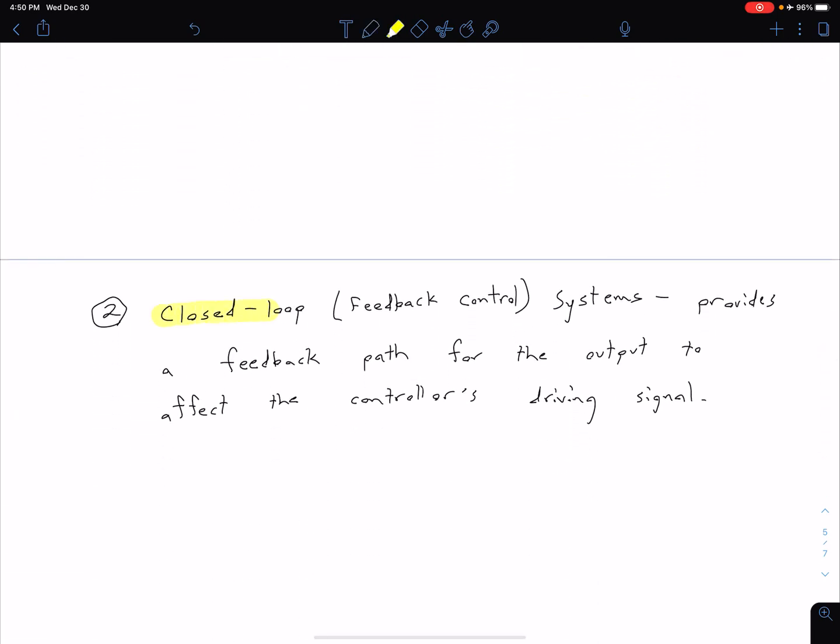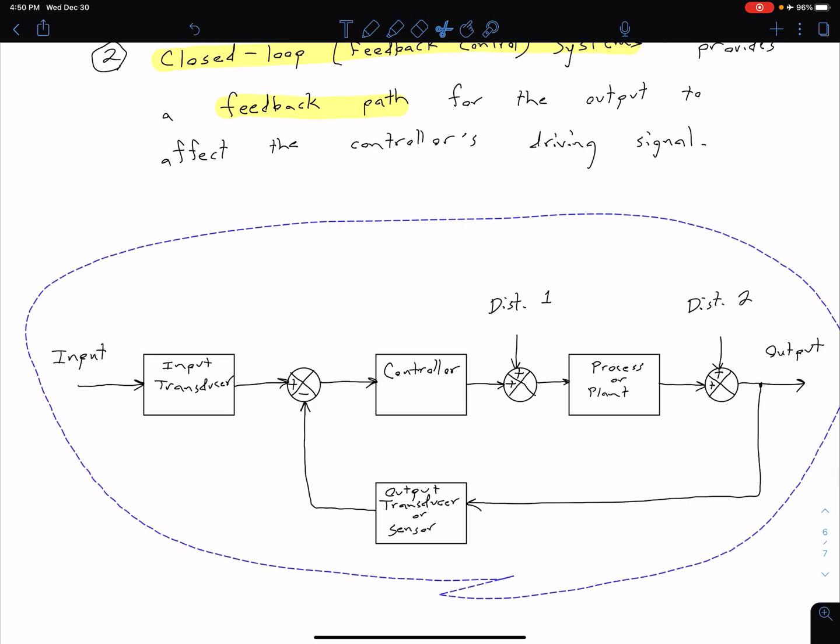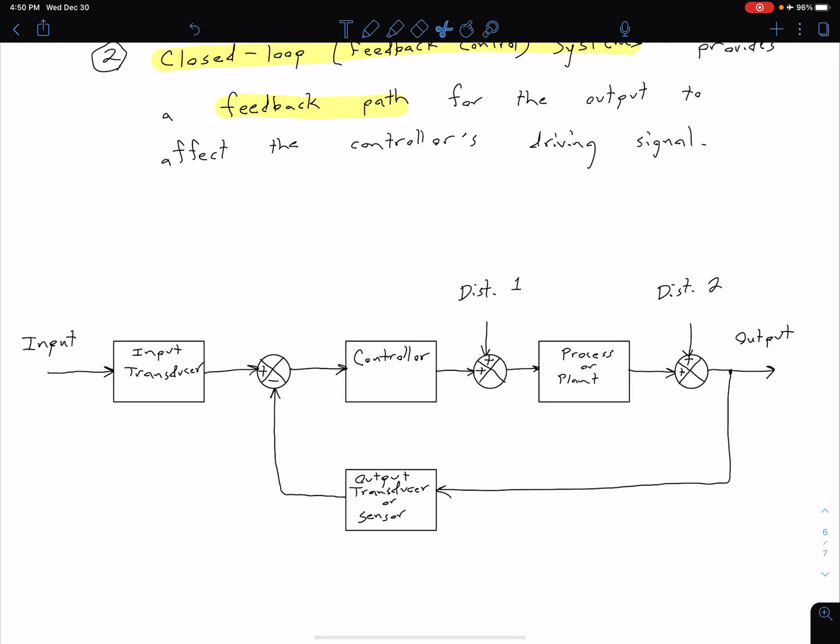So a closed loop or feedback control system is going to provide a feedback path from the output, which is going to affect our input signal, or as I've called it here, the controller's driving signal. So let's look at what this system looks like. So here's an example of this. We notice the top part of this looks pretty similar to the open loop system that we saw above. The main difference is now we have this feedback path which is coming from our output and ultimately being combined with this summing junction to our input signal.